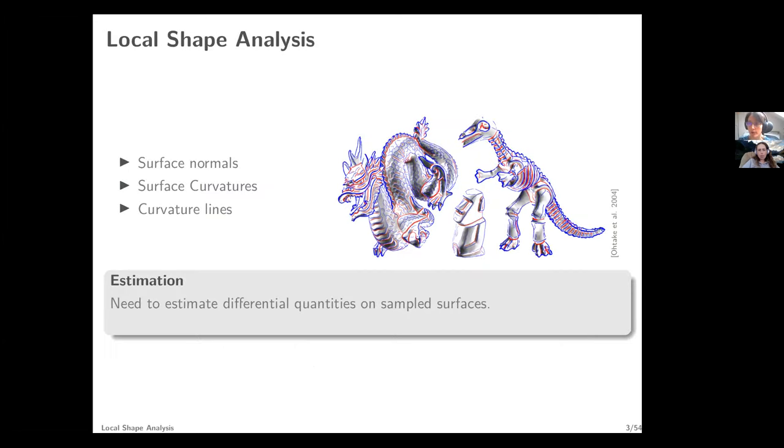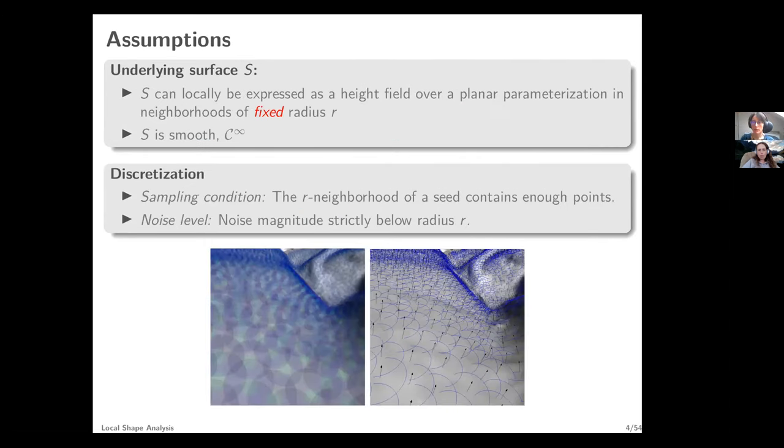So why do we want to perform local shape analysis? Because we always need some local information, such as surface normals, surface curvatures, curvature lines, and so on. Here you have an example of curvature lines, ridge and valley lines estimated on meshes. To do all these tasks, we need good estimation of different differential quantities. And we need them to be efficient, even if the sampling is irregular, the data is noisy, and there may be some missing data.